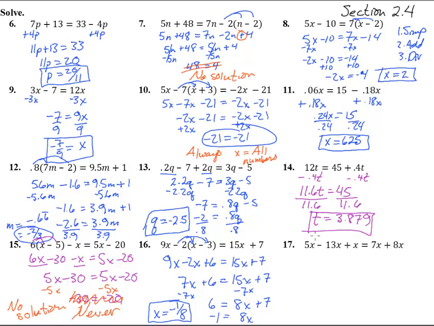And last one, number 17. 5x minus 13x plus x equals 7x plus 8x. We don't really have a set of parentheses to worry about, but we do have some combining to do. So this is 5x minus 13x plus x. That's a negative 7x equals 15x. We got to get those x's together. So plus 7x, plus 7x.